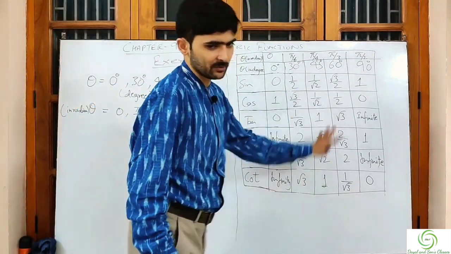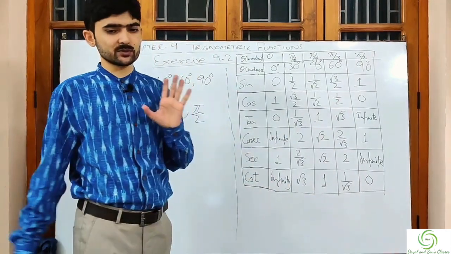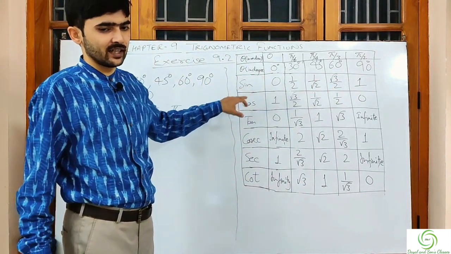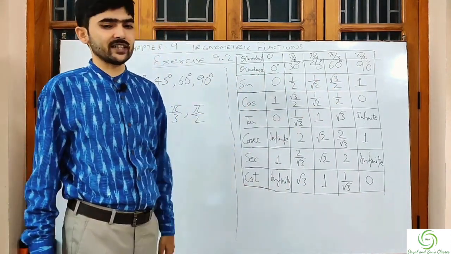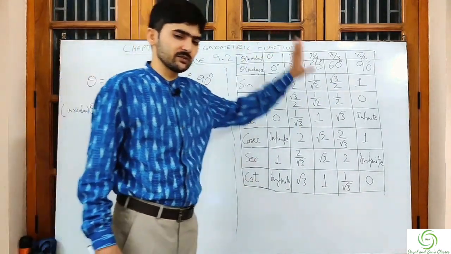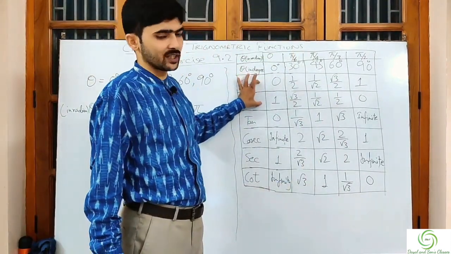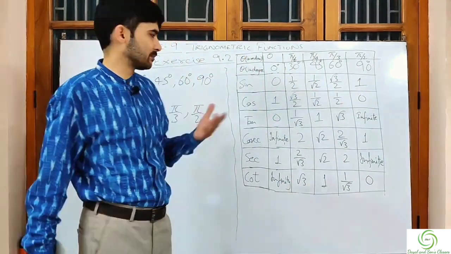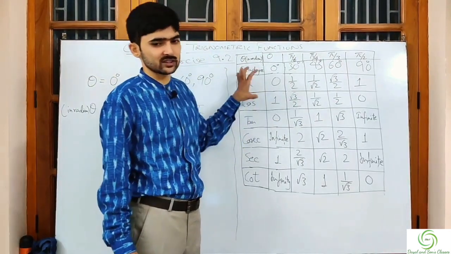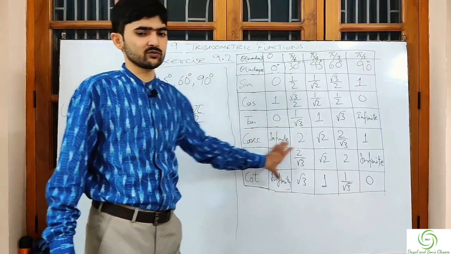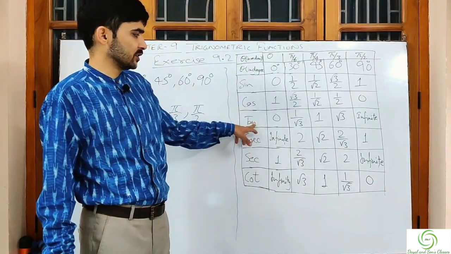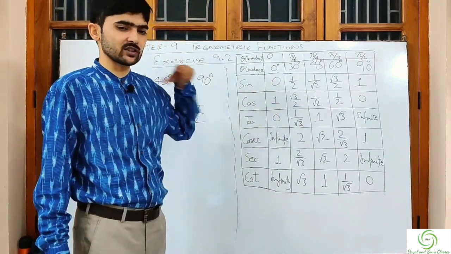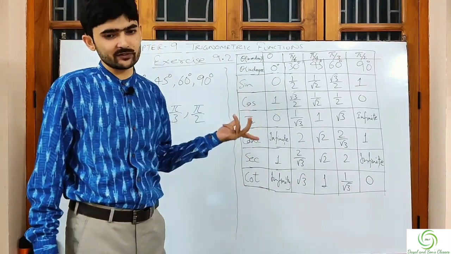If you find it difficult to remember the entire table, just remember the sine and cos terms. If you remember only these two rows, one of sine and another of cos, then you can find the remaining ones, because we know tan is sine upon cos. So if we know sine value and cos value for that angle, then we can find the tan value.